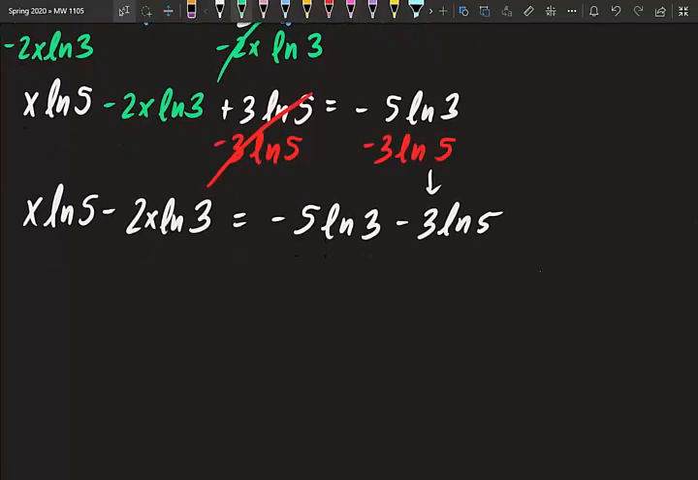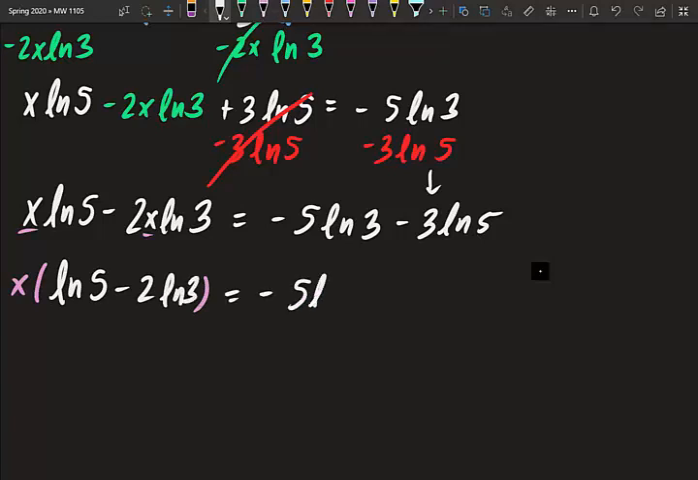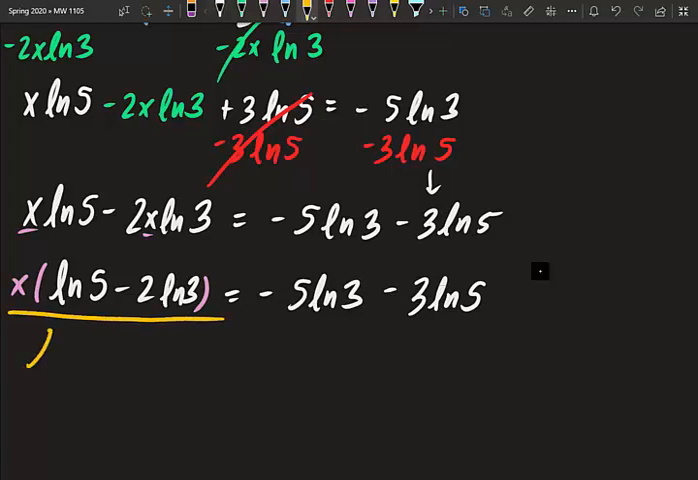Alright, next step. Every time you move something over, remember when we were doing the inverses and you had like xy minus y, you factored out that y. We're going to do that here. We're going to factor out the x because they have it in common. So when we do, we're left with x times ln 5 minus 2 ln 3 equals negative 5 ln 3 minus 3 ln 5. And now our last step here is going to be to divide. So we have to divide by ln 5 minus 2 ln 3.